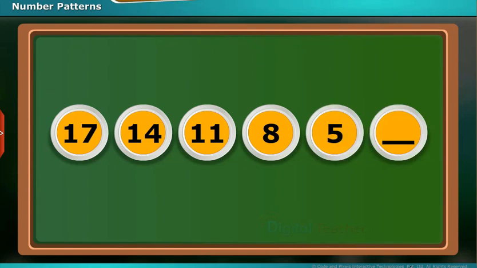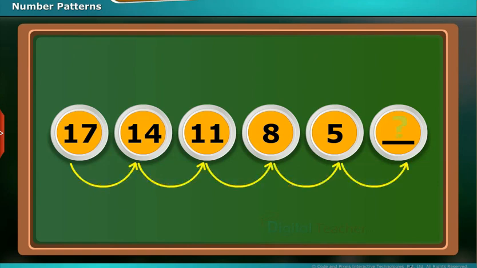In another example, here is a number pattern. In this number pattern, start at 17 and subtract 3 each time. 17 minus 3 is equal to 14. 14 minus 3 is equal to 11.